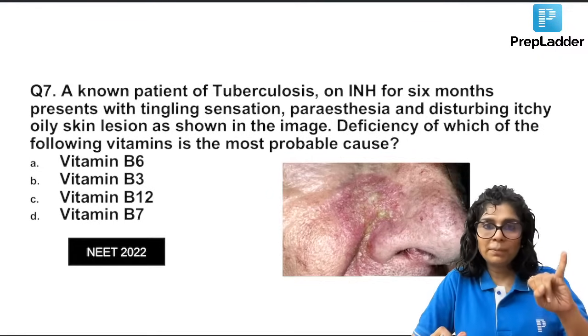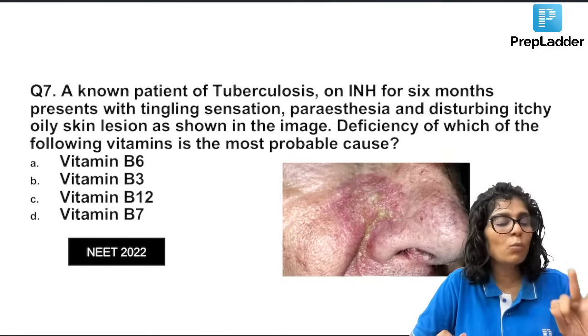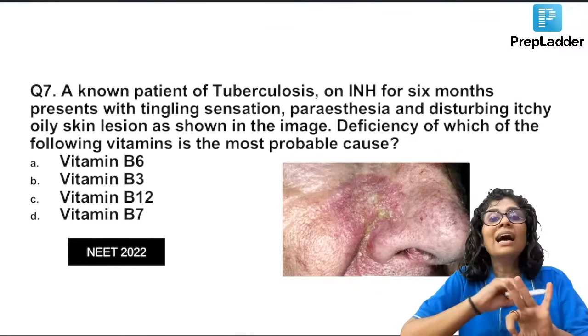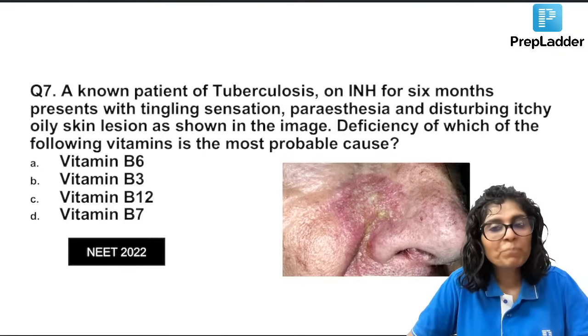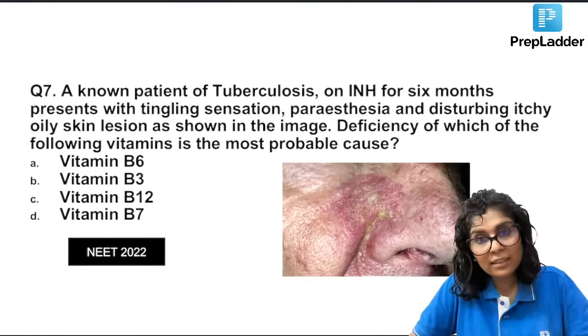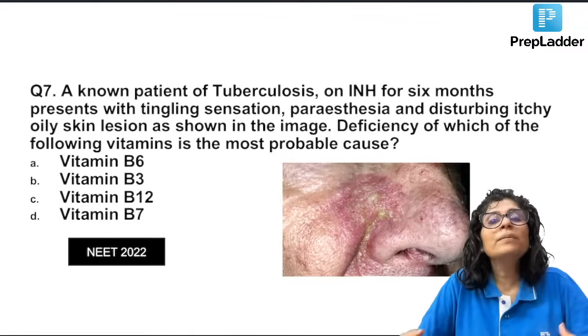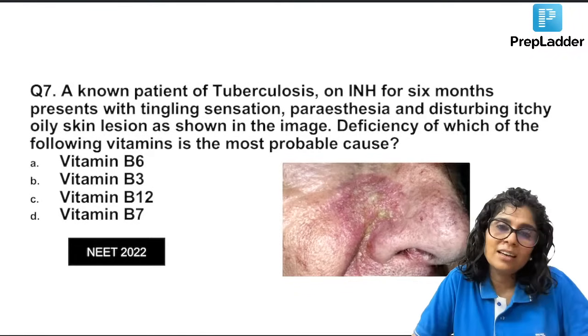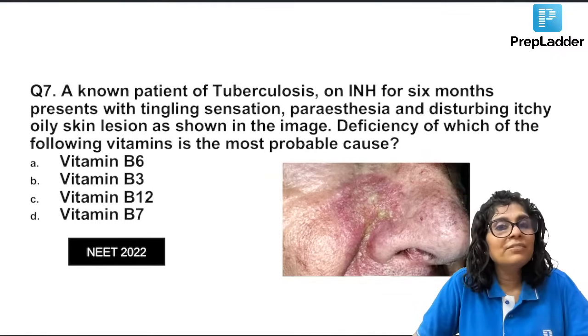So watch rapid revision videos, watch the LRR session on the PrepLadder YouTube channel, watch image-based questions. After that, start working out all previous year questions, learn in a retrospective manner, and then take notes. Keep revising it every now and then, okay? That's the only way out.